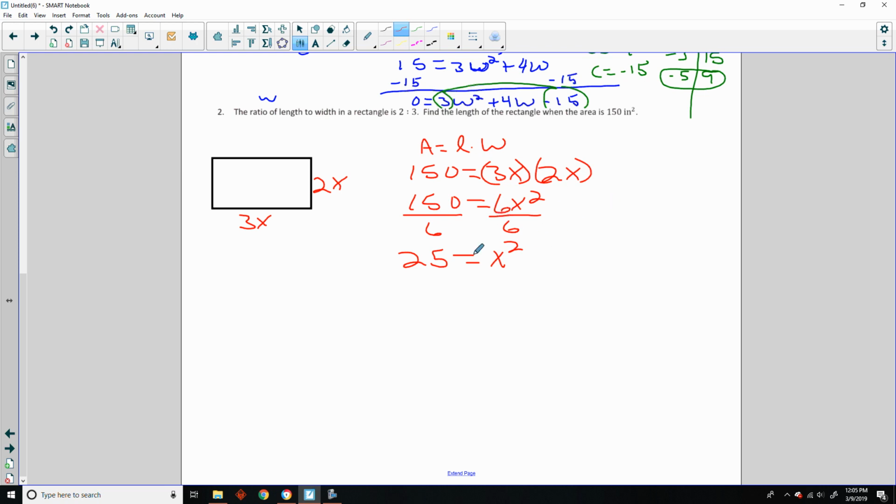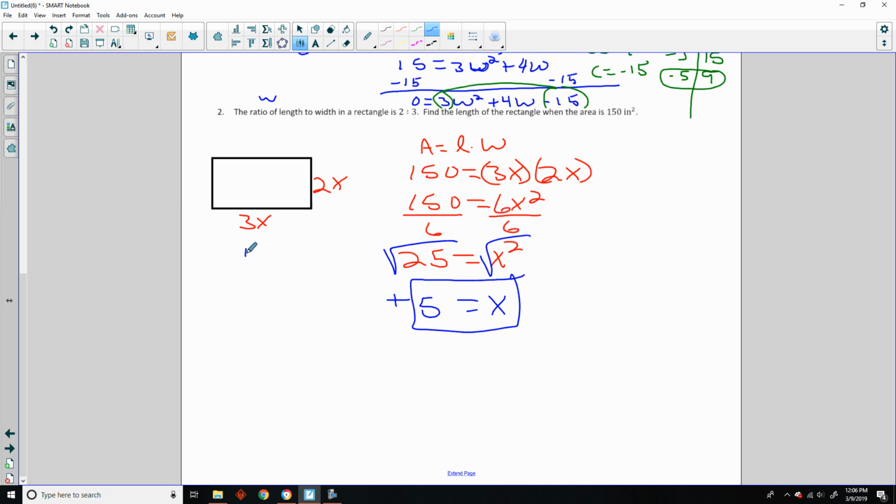This is quicker. And then once we do this, we just simply take the square root of both sides. And so x equals plus or minus 5. But we're talking about length, so it can't be negative. So there's our answer. Pretty simple.